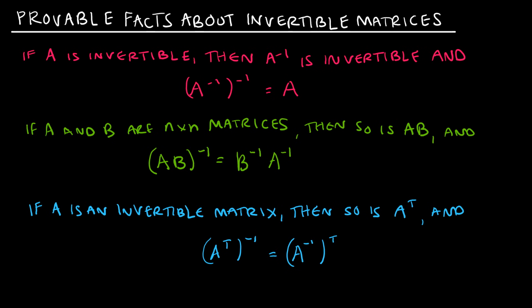The second provable fact, if A and B are n by n invertible matrices, then so is AB, the product of A times B, and AB inverse is equal to B inverse times A inverse. And the last, if A is an invertible matrix, then so is A transpose, and A transpose inverse is equal to A inverse transpose. So that one can get a little bit dicey, but as we can see, these are all things that can be proved, and I challenge you to do that on your own.